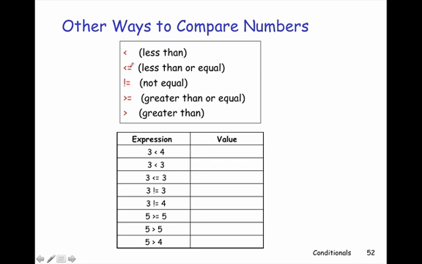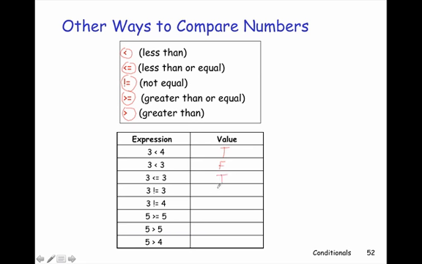We have other ways to compare numbers other than equality. For instance, we have operators such as less than or equal to, not equal, greater than or equal to, or greater than. So let's see some examples. Is 3 less than 4? That's true. Is 3 less than 3? No, that's false. But 3 is less than or equal to 3, so that's true.